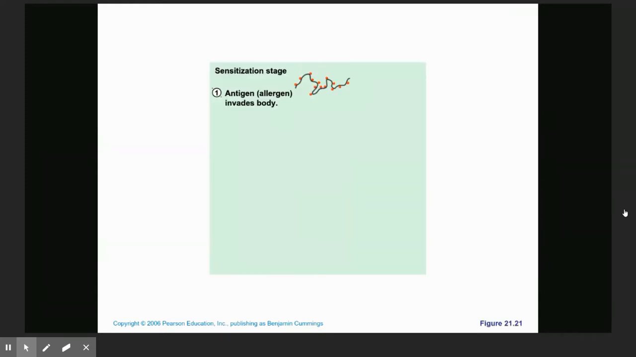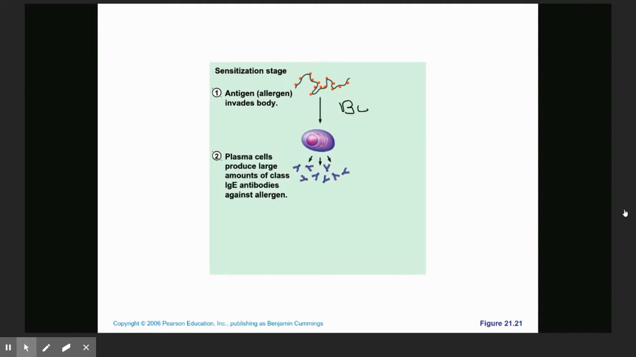Well, this is how it works, and it's similar to what we've seen before. Look, there's an antigen. The antigen gets into your body, and we're going to process it just like we always have. We're going to do the thing that we talked about, and so we're going to get a ton of B cells. And then the B cells are going to turn into plasma cells, just like we've talked about before. But here's the difference. The antibody they make is IgE.